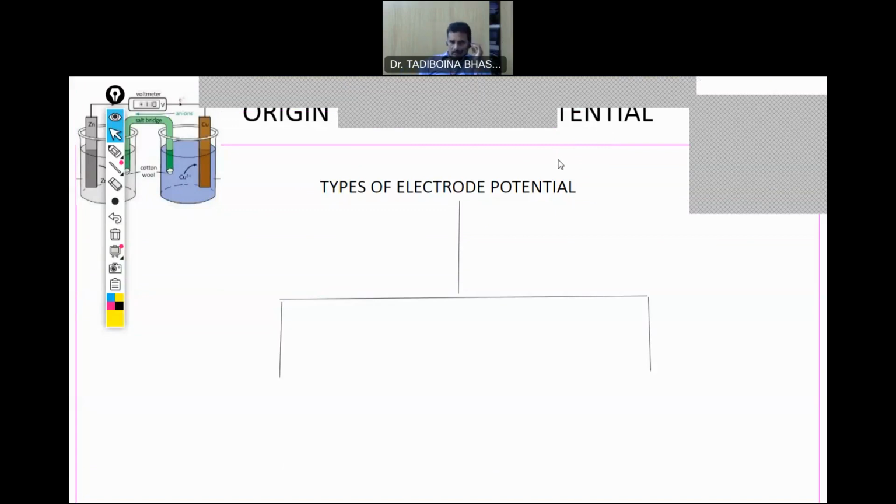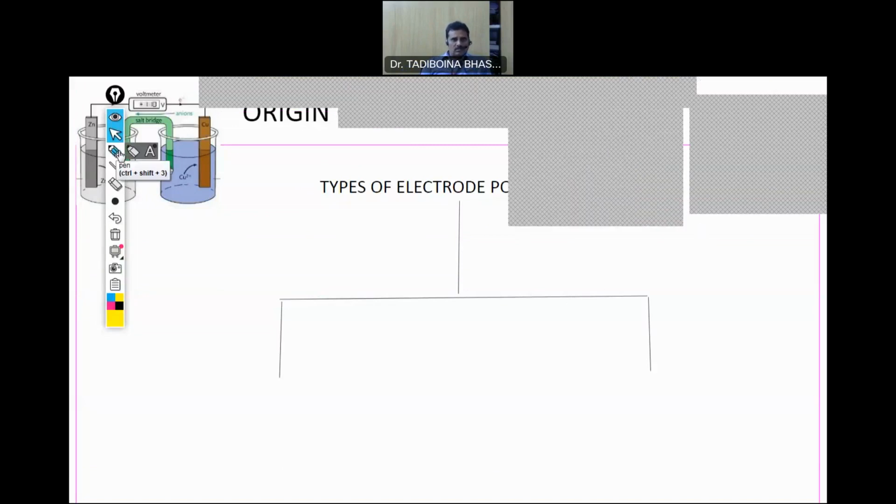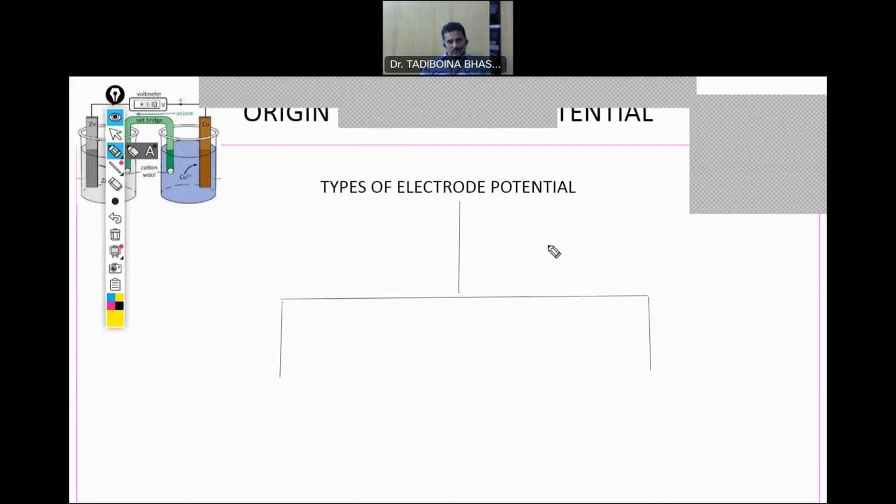So today we are going to discuss the origin of electrode potential. Here, first of all, what is electrode potential? How many types of electrode potentials are there? All these things will be discussed first. First, what is electrode potential?